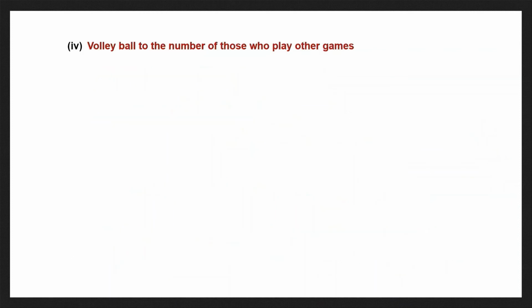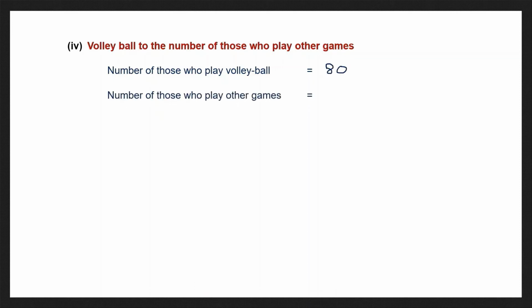Now question 4 here. So again, we need to find the ratio of those who play volleyball to the number of those who play other games. Okay, so now let's do that. The number of those who play volleyball we found out was 80. And the number of those who play other games. Now we don't know the number of those who play other games. We need to find out, isn't it?